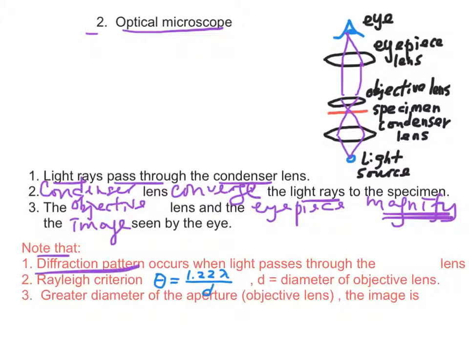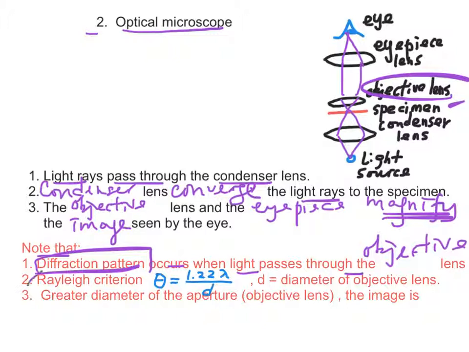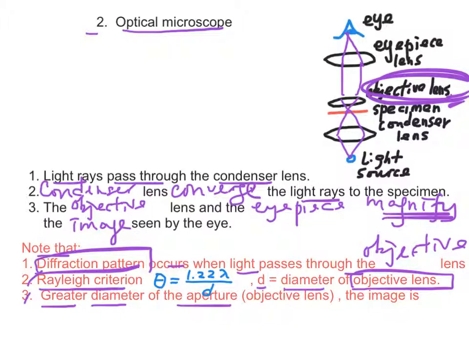Look at the diffraction patterns that occur when light passes through the objective lens. Also, the wavelength criterion, theta equal to 1.22 lambda over d, still holds, where d is the diameter of the objective lens. Also, the greater the diameter of the aperture, that is, the greater the diameter of the objective lens, the brighter the image will be, since more light can pass through the lens.